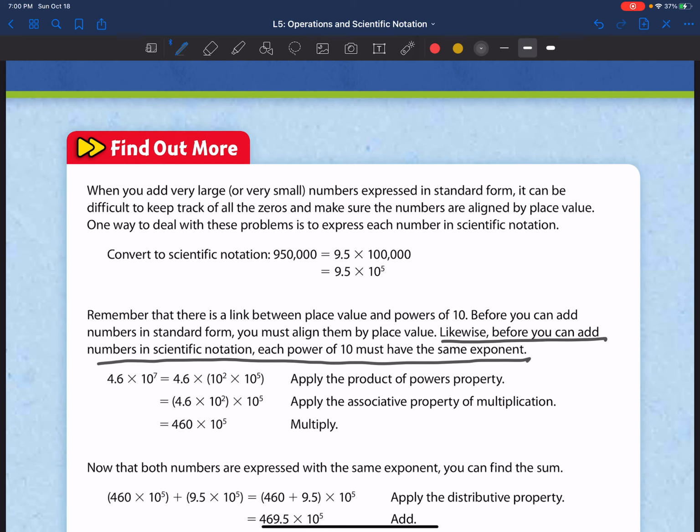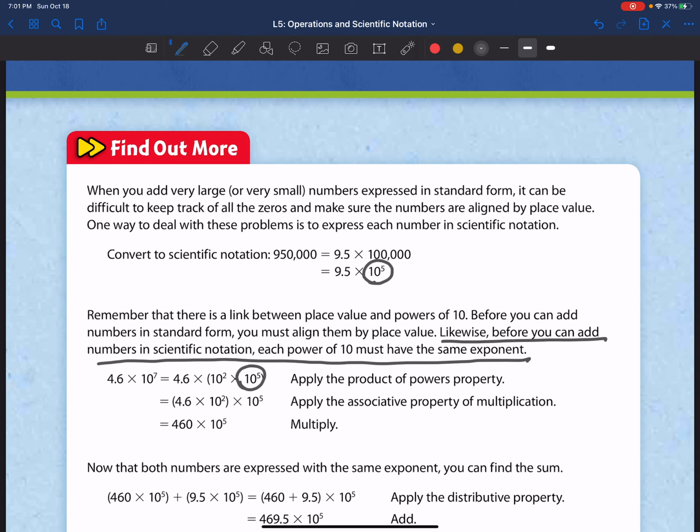So what they ended up doing is they changed 4.6 times 10 to the seventh power. I love how they did this. They broke apart 10 to the seventh power into 10 to the second plus 10 to the fifth, because we knew we needed a 10 to the fifth here. So they made sure that one of our factors was 10 to the fifth power. Well, 10 to the fifth power times 10 to the second is equivalent to 10 to the seventh.